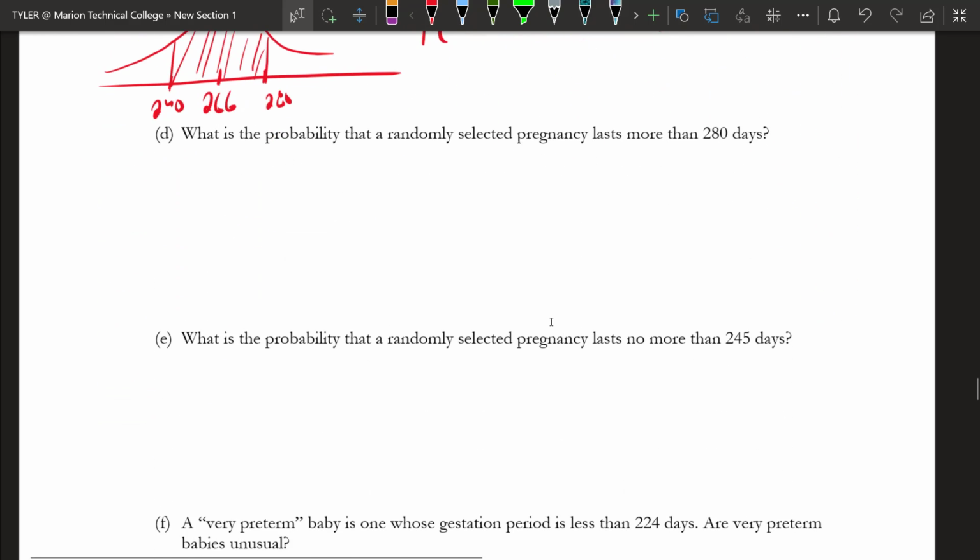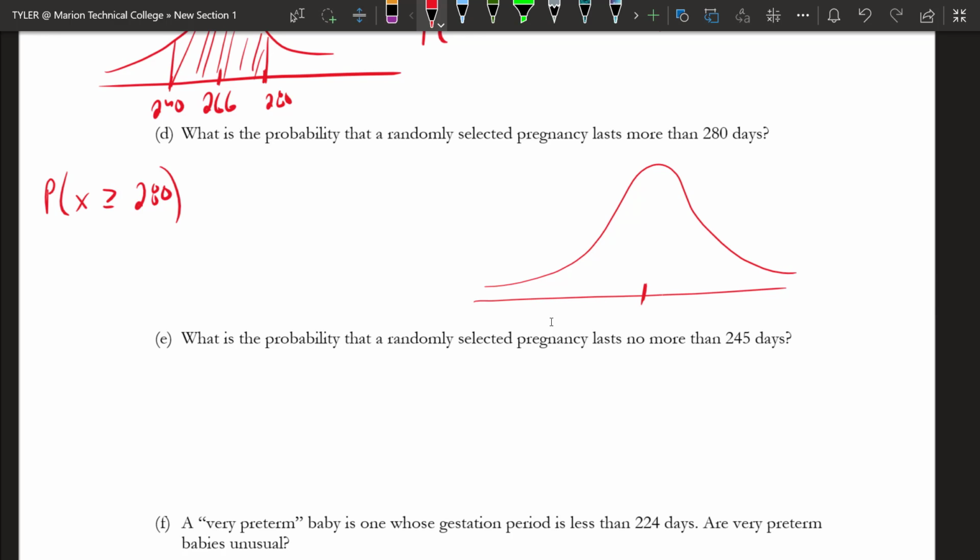Part D says, what is the probability that a randomly selected pregnancy lasts more than 280 days? Right? So we're trying to find what's the probability that x is greater than or equal to 280, right? That lasts more than 280 days. So the picture would look like this, where in the center here is the mean of 266, 280 would be somewhere over here, and we're trying to find the area of this right tail, right? So if you plug that into Statcrunch, you should get 0.1908.